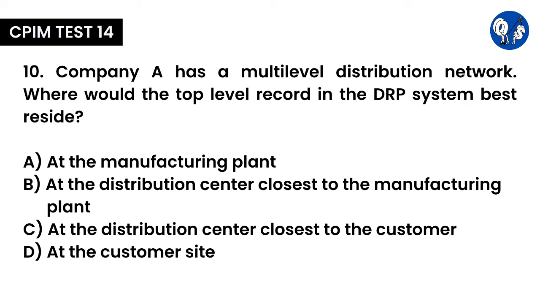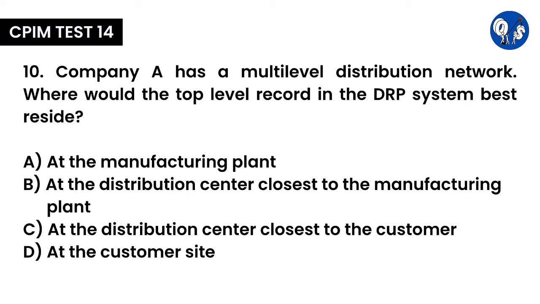Question 10. Company A has multi-level distribution network. Where would the top level record in the DRP system best reside? A. At the manufacturing plant. B. At the distribution center closest to the manufacturing plant. C. At the distribution center closest to the customer. D. At the customer site. Here the correct answer is D.